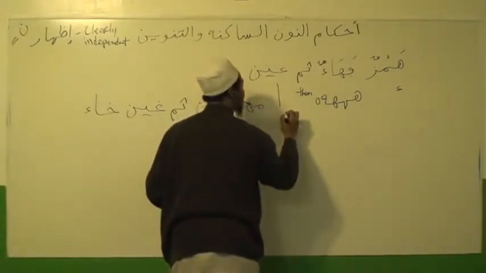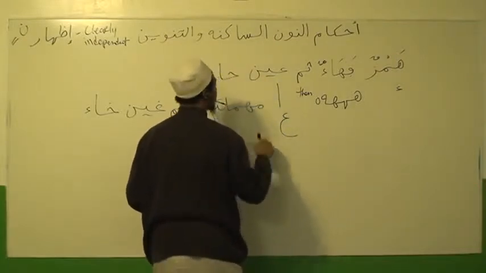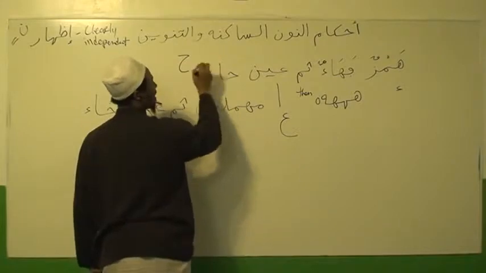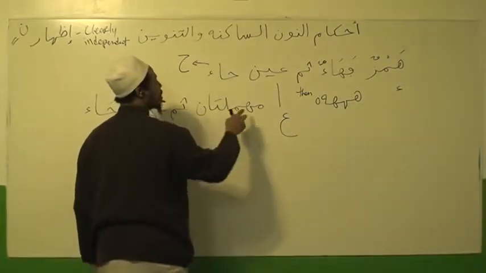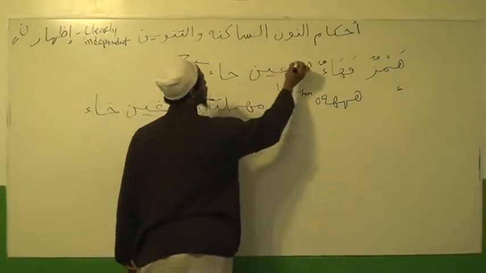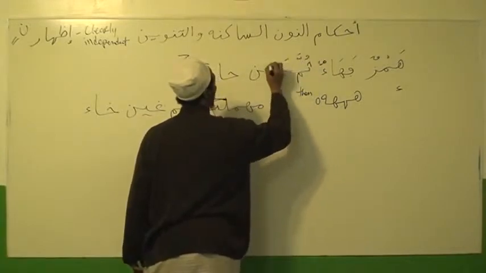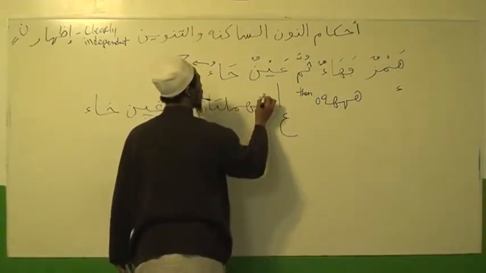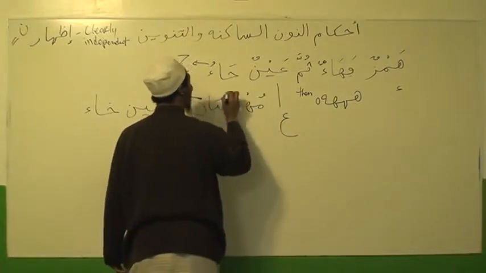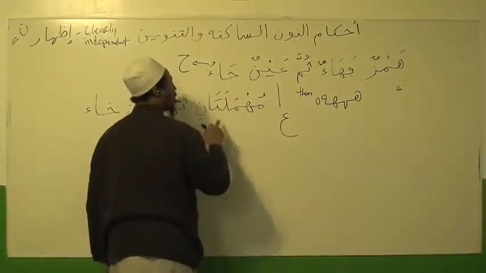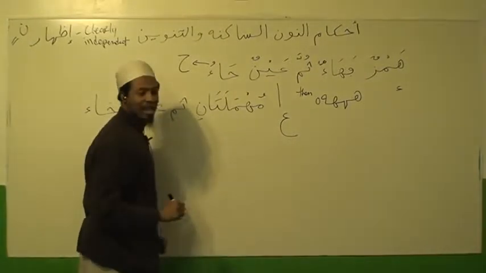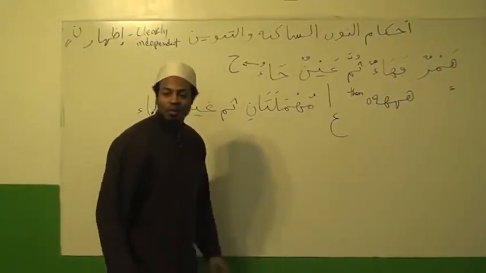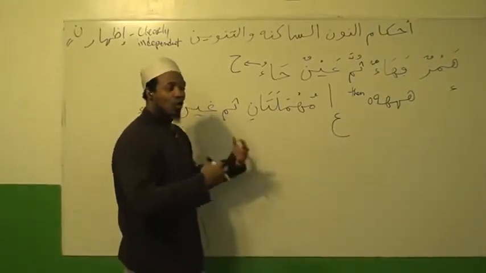Aynun. Ayn is like this. Aynun. Ha'u. Ha is exactly like that. That's Ha'un. Muhmalatani. Thumma. It goes Thumma, aynun, ha'u. Muhmalatani. What this word means, let's break it down. Mu in front of a word means what? One who, or something that's possessing the qualities of.